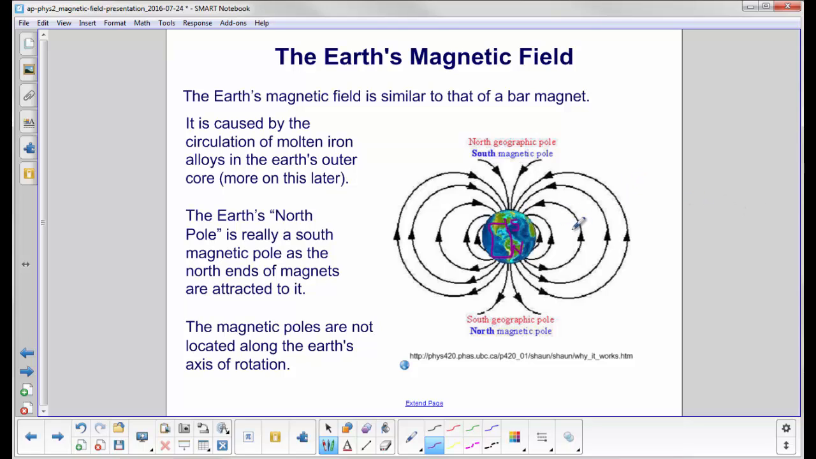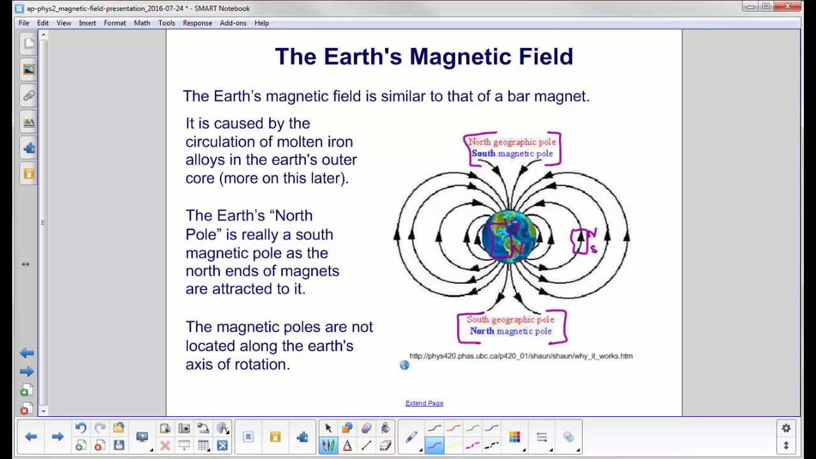Because if we put a little piece of metal here, or even a little bar magnet, we said that a north pole of a magnet will line up with the field lines. So we'll have a north pole there and a south there. But it's being attracted to this pole, so that must mean this is a south pole, just like we said. So that's kind of cool, that the North Geographic Pole is really the South Magnetic Pole. And vice versa, the South Geographic Pole is really the North Magnetic Pole.